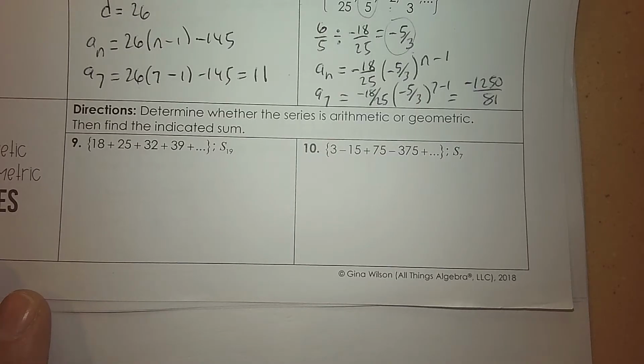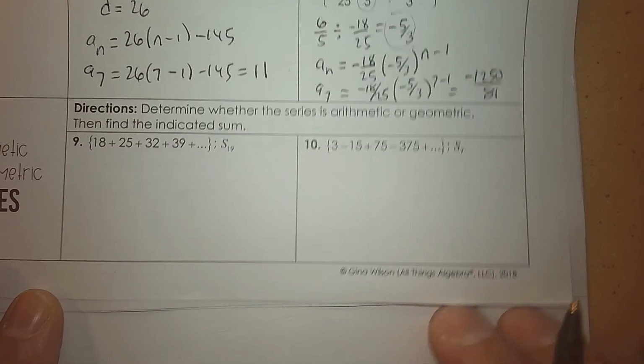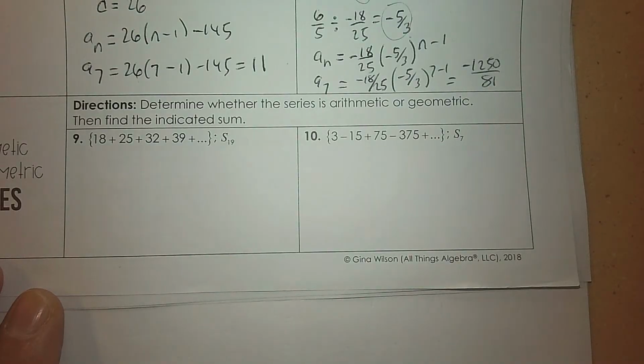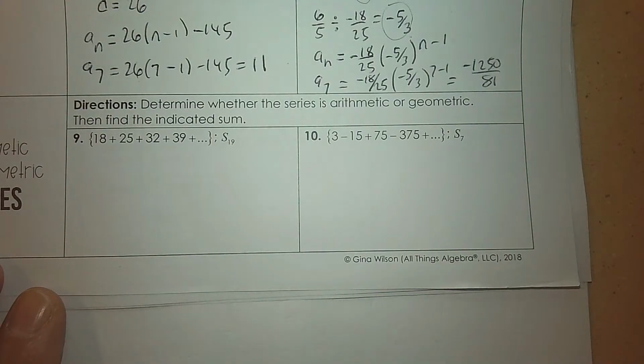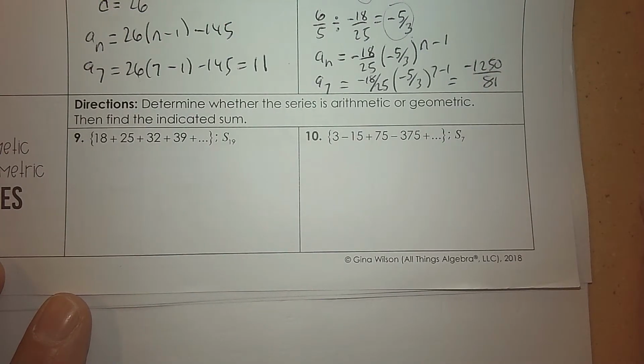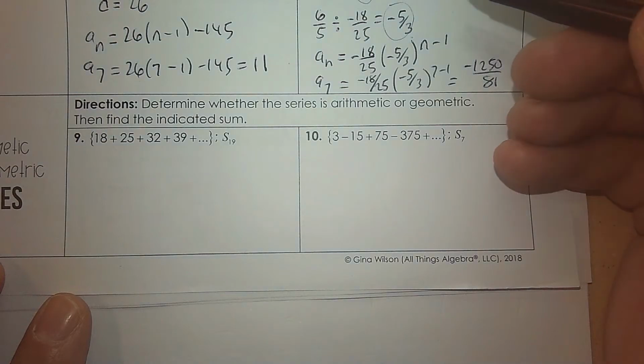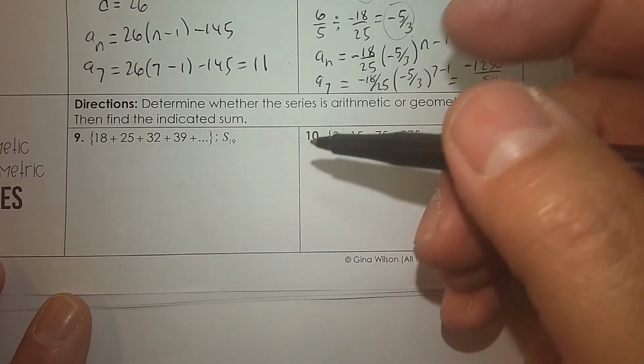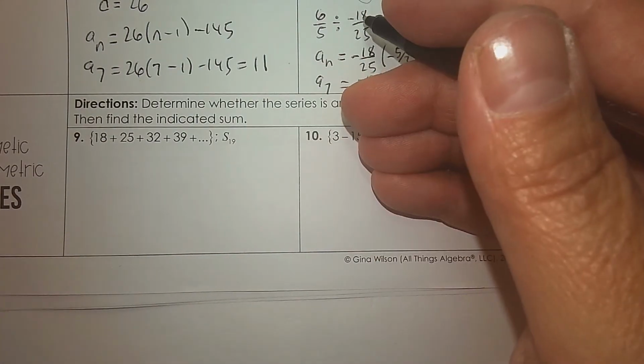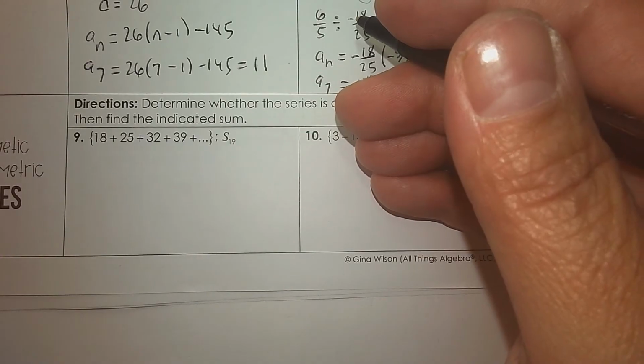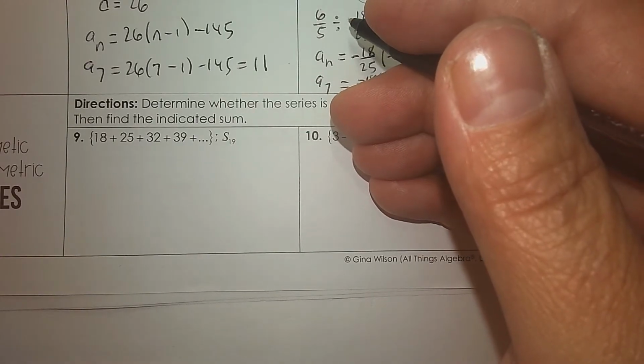So we're at number 9 right now. Jose, can you tell me if it's arithmetic or geometric? It is arithmetic. Why? Because it has a common difference of 7, all the way through. So, here's a better question. You ready? There are 3 things I need to know to add an arithmetic series.